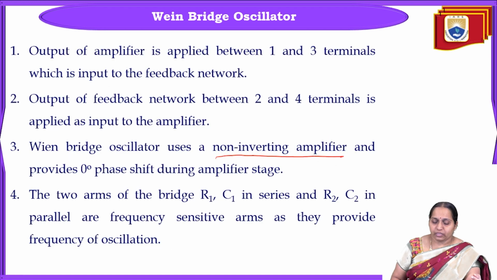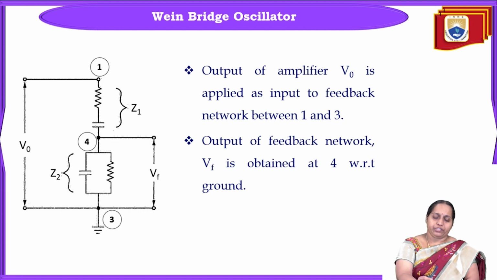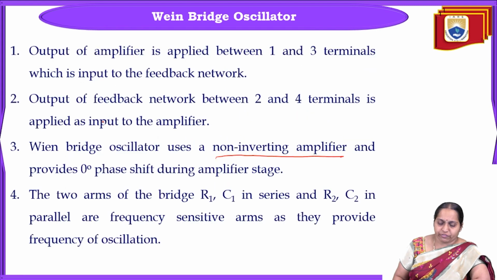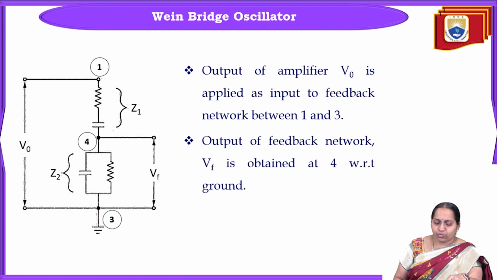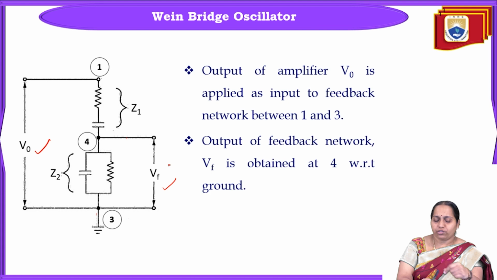oscillations. Okay, so if we just see between the nodes 1 and 4 you have R1 in series with C1, and between 4 and 3 you have R2 in parallel with C2. Between 1 and 3 it is V0, and between 4 and 3 it is Vf. So this is the simplest circuit diagram we can analyze to derive the frequency of oscillations.